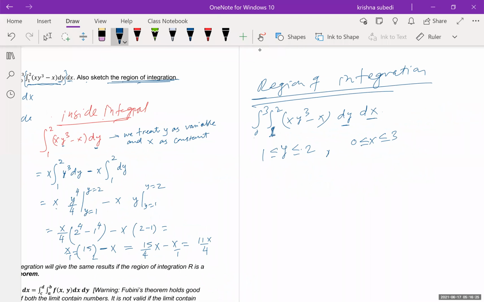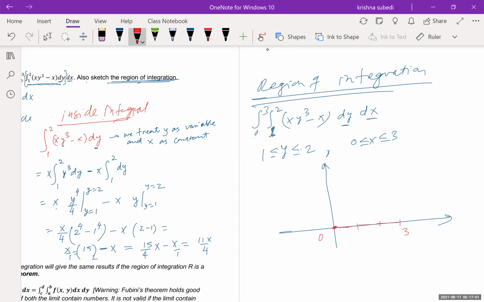Now, all you need to do is draw this graph. So to draw the graph, you may want to consider the boundary lines. The x boundary line is 0 to 3. So x is 0 there, and then 1, 2, 3. So 3 is there, and x takes all the values between this. Keep that in mind, 0 to 3.